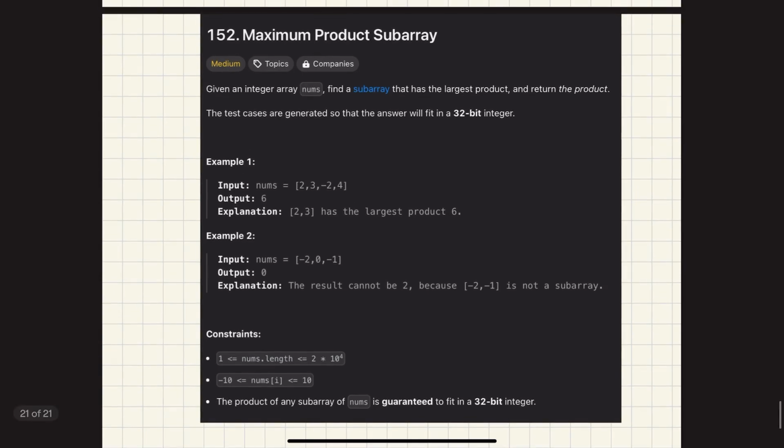We're doing question 152, maximum product of a subarray, and this is a medium rated problem. Now when I first saw this, I thought it would be similar to the maximum sum of a subarray, but it is solved very differently. Now it reads, given an integer array nums, find a subarray that has the largest product and return the product. The test cases are generated so that the answer will fit in a 32-bit integer.